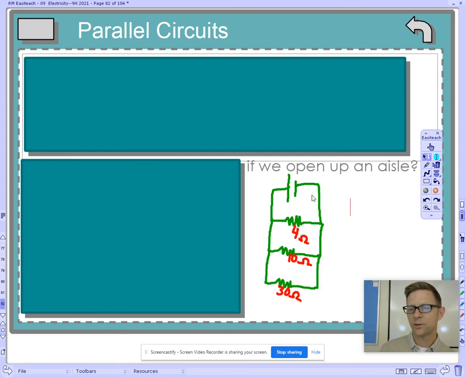The battery is the voltage source. It might not technically be a battery. It could be something like an outlet. So these have multiple paths. There are 3 of them.